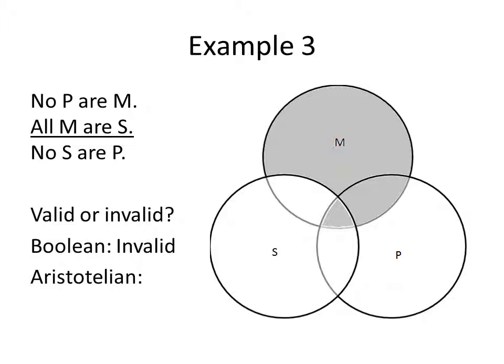Well, no, right? The conclusion is universal, so we don't have to do this thing about asking whether or not there are any M's or whatever. We can just say that this is what? Well, invalid from the Aristotelian perspective.